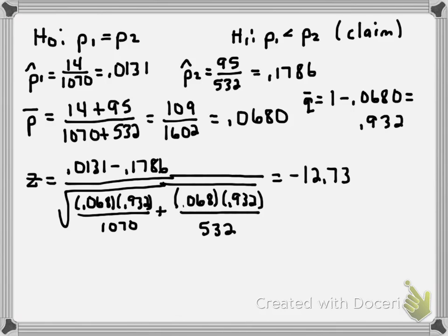You can also use your calculator to find Z, and in this case you would get the same answer of negative 12.73. Watch the following viewlet to learn how to find Z on your calculator.